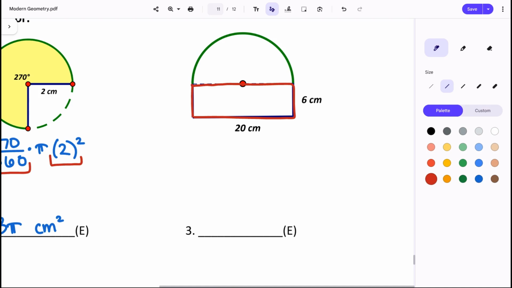6 times 20, which is what? 120. Okay, so I'm going to write that down over here. Area of my rectangle would be 6 times 20, which is 120 centimeters squared. Okay, now let's deal with the semicircle. So this piece up here, 1/2 pi 10 squared.